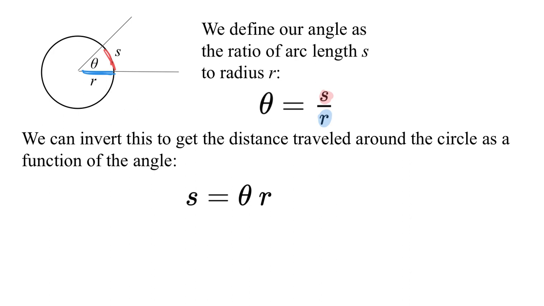But today what I want to focus on is we can invert this equation to get the distance traveled around the circle as a function of the angle, which is the convenience of this definition. We can turn back and say, if my angle is 1.5 radians, then the distance I've traveled is 1.5 times the radius around, and so on. And we get this equation here.